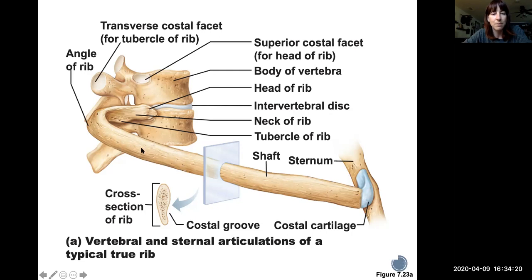Okay, so this rib is interacting with this vertebra, right? The head here and the tubercle here, even though it's really hard to see in this picture. Here's the shaft of the rib, which is most of it, right? Do we need to know the angle of the rib? Okay, so this is the angle of the rib. It's at the back part, okay?